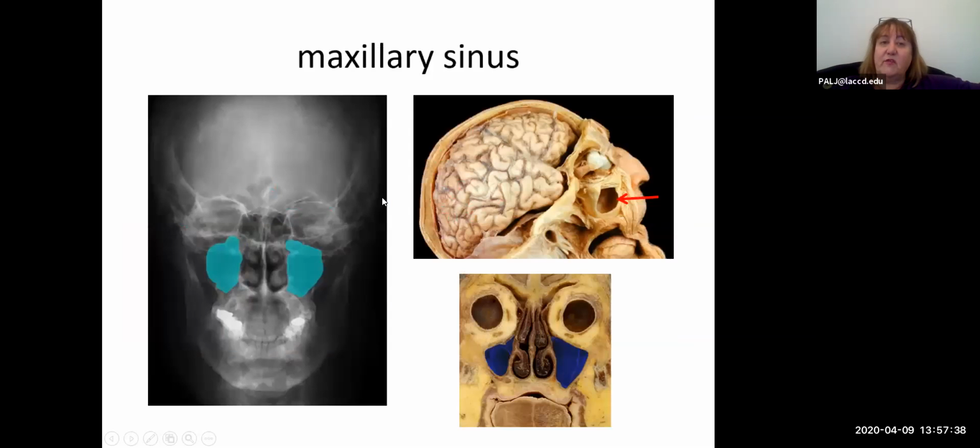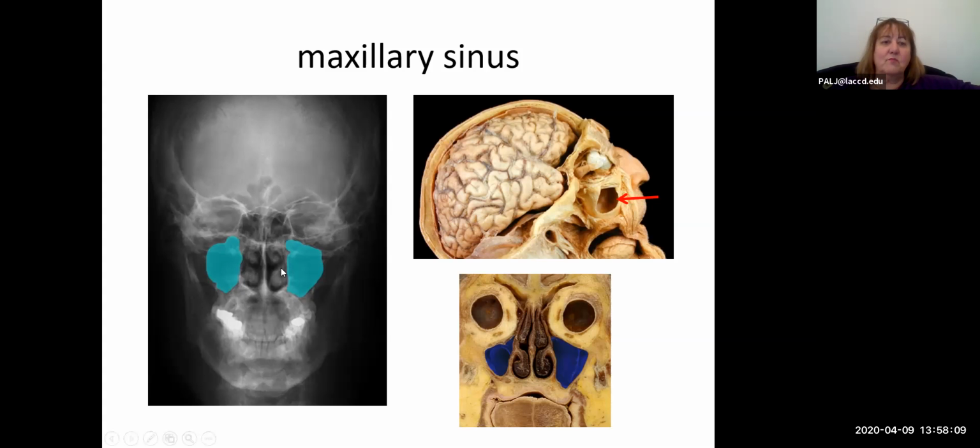The next bone that has a sinus is your maxilla. And in fact, this whole area of your maxilla is hollow. As you can see in the 2 pictures on the right, there's a huge maxillary sinus. Now, they did have to cut bone off for you to see this. It's not just open to the outside. There's a small passageway which connects it to the nasal cavity. All of these sinuses have small passageways that connect them to the nasal cavity.